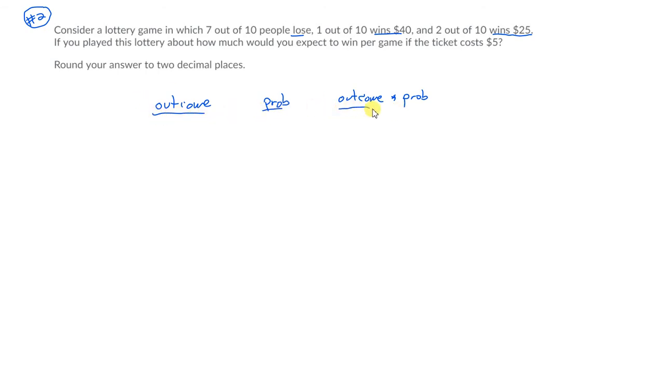So my first outcome would be that you can lose. Which means you earn $0, but you're paying in $5 to play the game, so that's a total payout of negative $5. The probability of that we're told is 7 out of 10, or 0.7. So if I multiply that, I'm going to have negative 5 over 1 times 7 out of 10, which is negative 35/10. Now, if you divide that, it's just going to be negative 3.5.